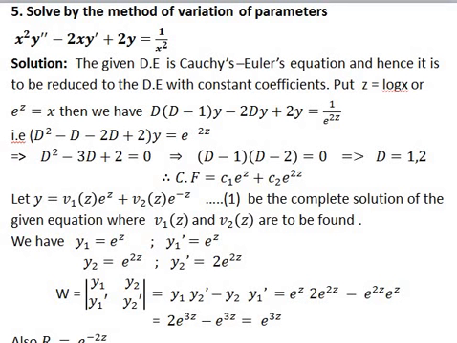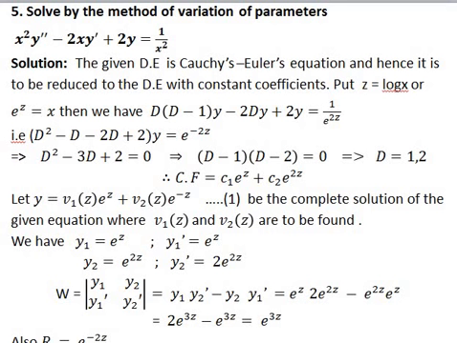So roots are not repeated. Therefore the complementary function is c1 e power z plus c2 e to the power of 2z. Let y is equal to v1 of z e power z plus v2 of z e power 2z, equation 1, be the complete solution of the given equation, where v1 of z and v2 of z are to be found. We have y1 is equal to e to the power of z and y2 is equal to e to the power of 2z.